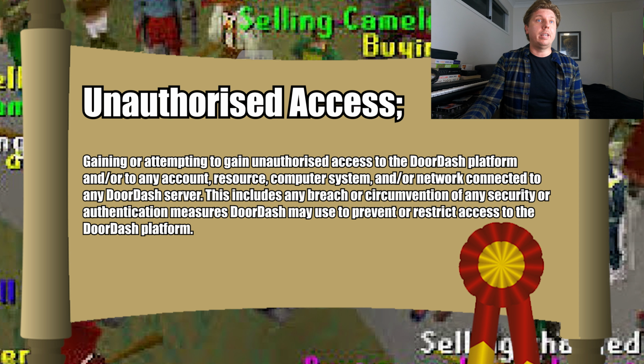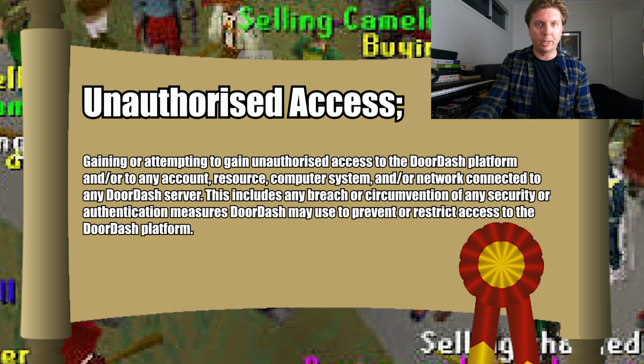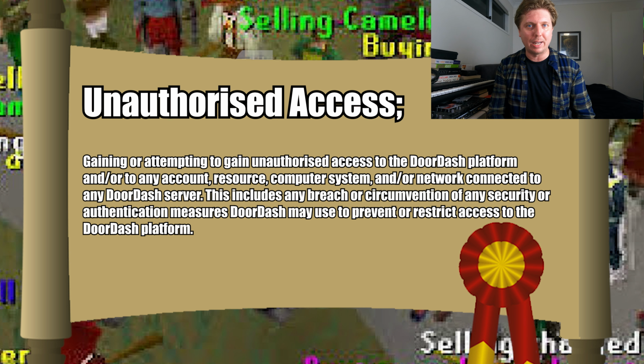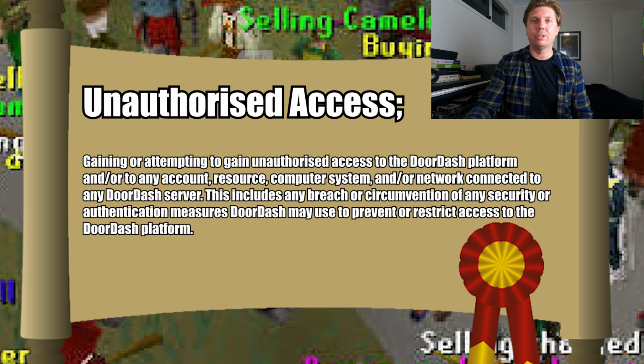Unauthorized access, so gaining or attempting to gain unauthorized access to the Doordash platform or to any account, resource, computer system, or network connected to any Doordash server. This includes any breach or circumvention of any security or authentication measures Doordash may use to prevent or restrict access to the Doordash platform. So yeah, pretty much guys, hacking the Dasher app or hacking Doordash, they're going to deactivate any accounts associated or any accounts used to log into Doordash to try to circumvent things or get into their system. Essentially, they're just going to cut it off, just a security measure.